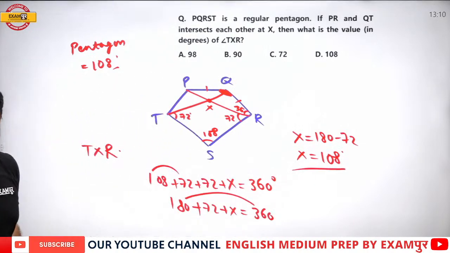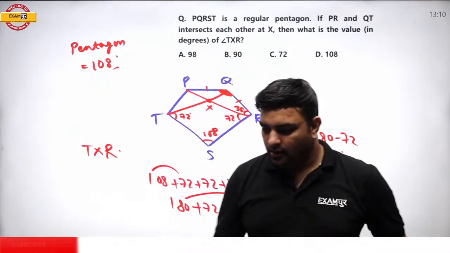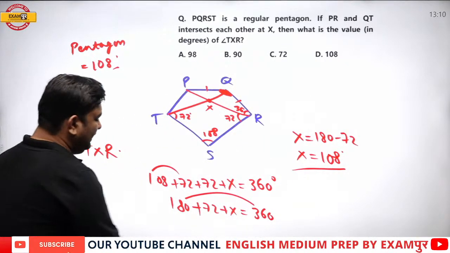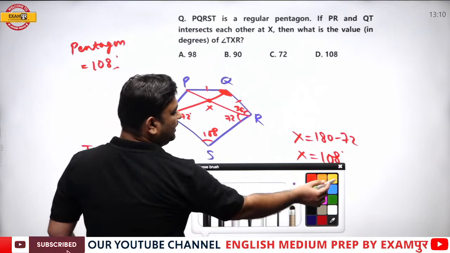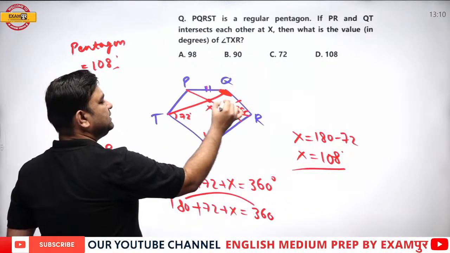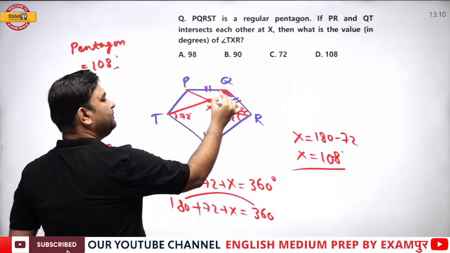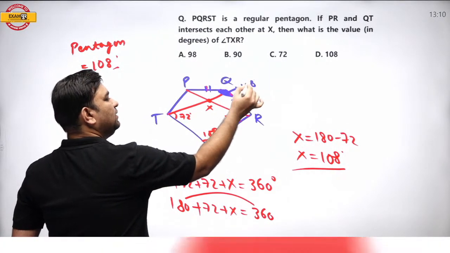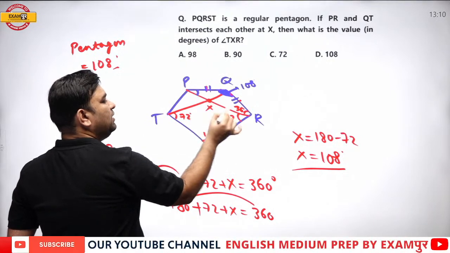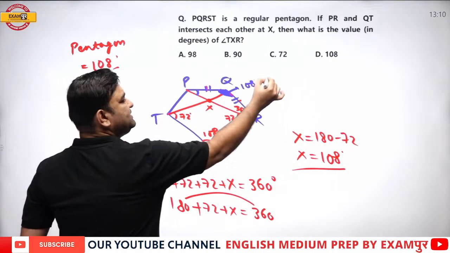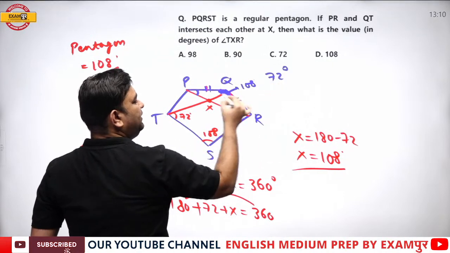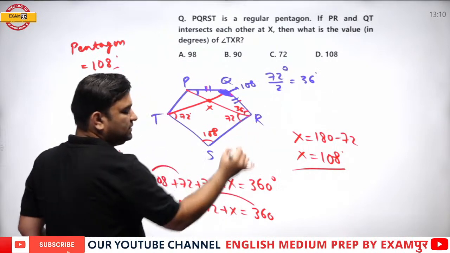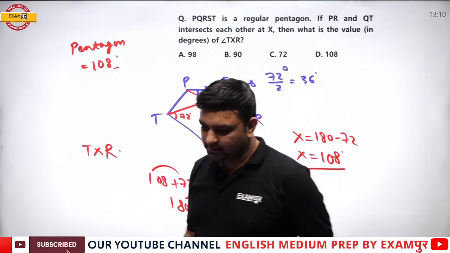100% clear to all? You can let me know with the help of the comments. The only crucial point was this: sides equal. So if this is 108, these two angles are equal. After 108, 72 is there. Divide into 2 equal parts, 36 each. This was the only crucial point.